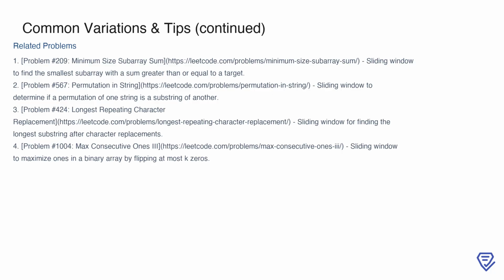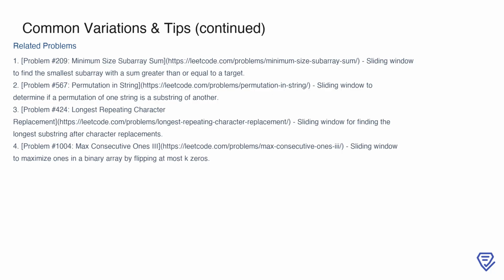For instance, problem number 209, minimum size subarray sum, involves using a sliding window to find the smallest subarray with a sum greater than or equal to a given target. Problem number 567, permutation in string, applies a sliding window to determine if a permutation of one string is a substring of another. Then there's problem number 424, longest repeating character replacement, which uses a sliding window to find the longest substring achievable after character replacements.